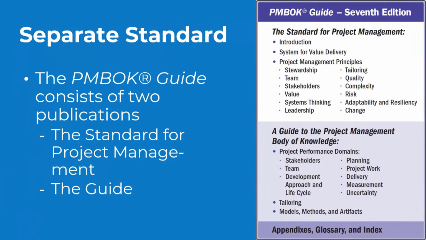PMBOK 5 and PMBOK 6 used to have the guide first and the standard second. And now in PMBOK 7, as you can see here on the left, the standard comes first. That's the white box there at the top. And the PMBOK guide comes second. That's this, what is this color? Pale purple, lilac? I don't know. Whatever that color is of the big box at the bottom there, that is the PMBOK guide.